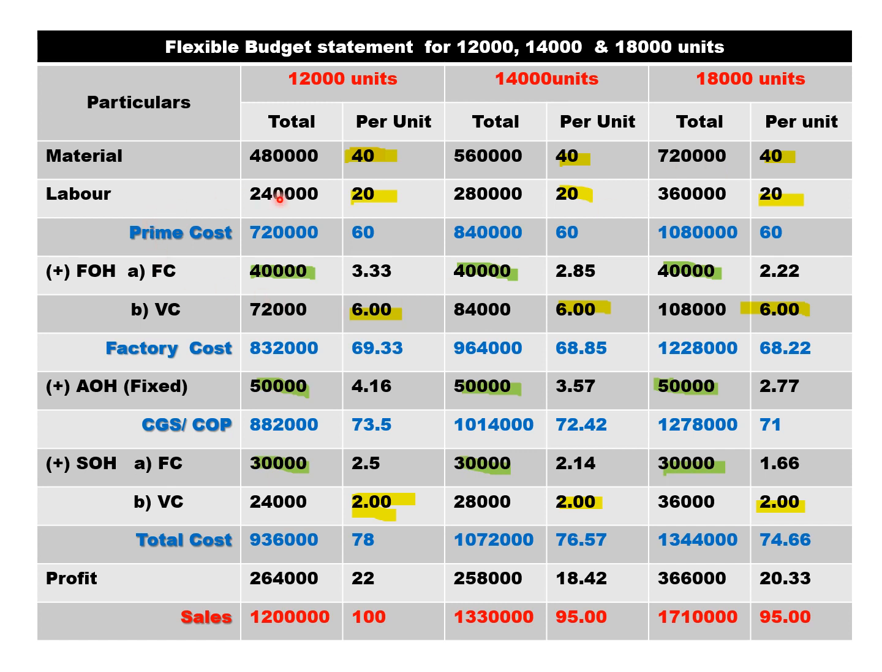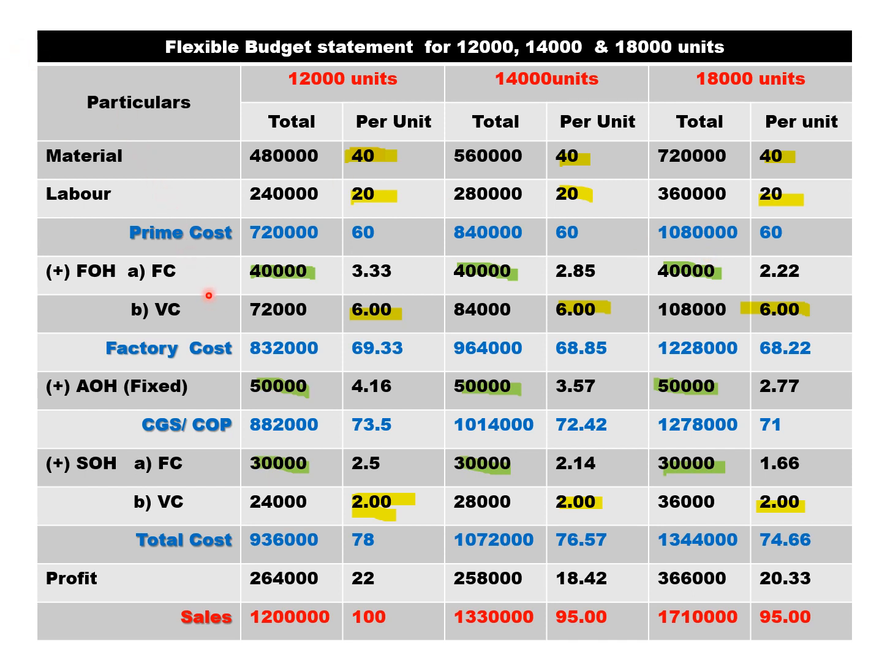Come back to labor. Labor, no change at all. As of material, there is no change at all. 20 rupee given in the question itself. So 20 into 12,000 is 2,40,000. 20 into 14,000 is 2,80,000. Then 20 into 18,000 is 3,60,000. So if you total, you get prime cost 7,20,000, 8,40,000, and then it's 10,80,000.